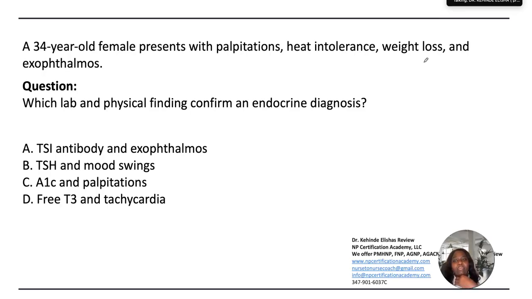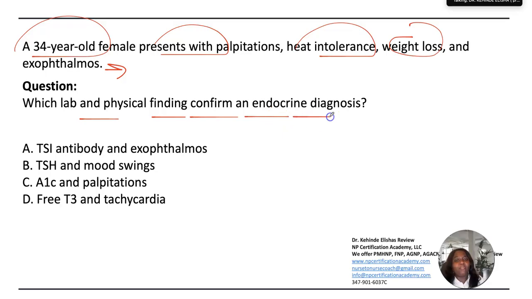So a 34-year-old female. A 34-year-old female is a keyword. Present with palpitations, heat intolerance this time, weight loss this time, and exophthalmos. Which lab and physical finding confirmed the endocrine diagnosis? A. TSI antibody and exophthalmos. B. TSH and mood swings. C. Hemoglobin A1C and palpitations. D. Free T3 and tachycardia. Drop your answers in the chat, please.